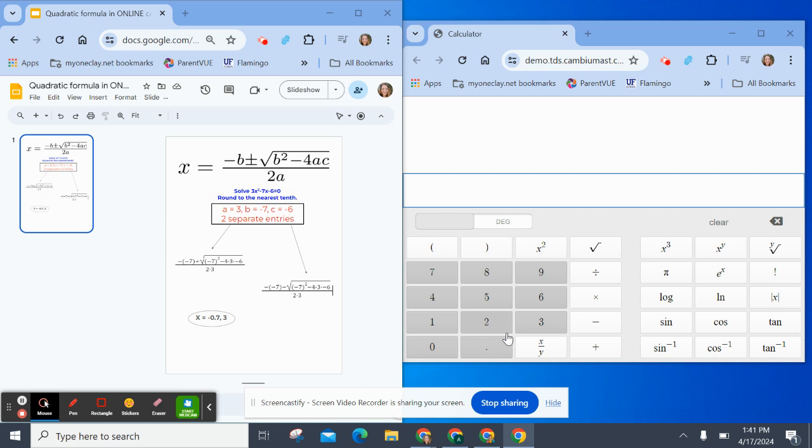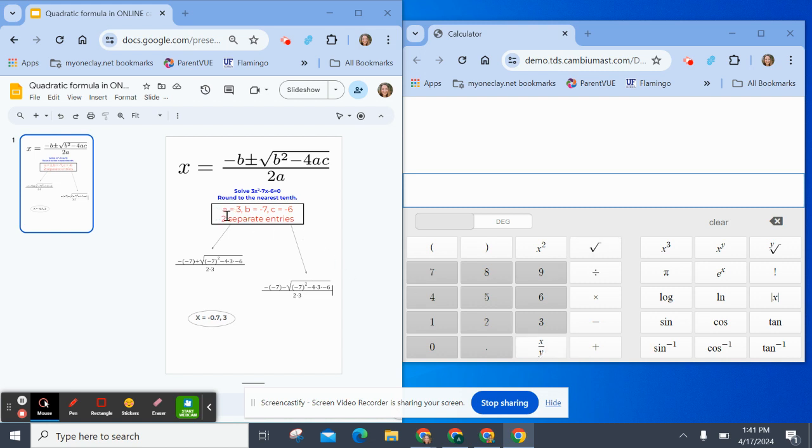All right, we are going to look at using the online calculator with the quadratic formula. So we have the quadratic equation 3x squared minus 7x minus 6 is equal to 0. We are going to solve this rounding to the nearest tenth. A couple buttons that we'll need to be familiar with are the fraction button, which is the x over y button, and the square root button.